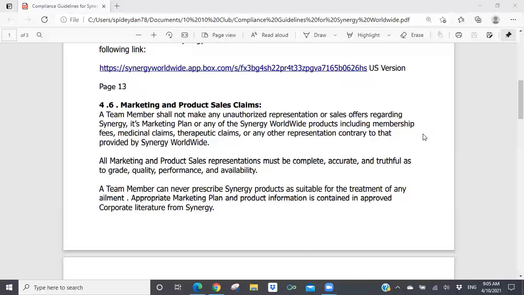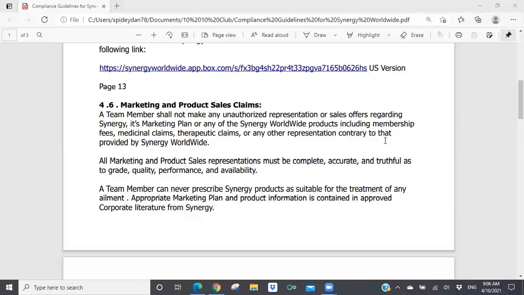Continuing, all marketing and product sales representations must be complete, accurate, and truthful as to grade, quality, performance, and availability. A team member can never prescribe Synergy products as suitable for the treatment of any ailment. Appropriate marketing plan and product information is contained in approved corporate literature from Synergy.